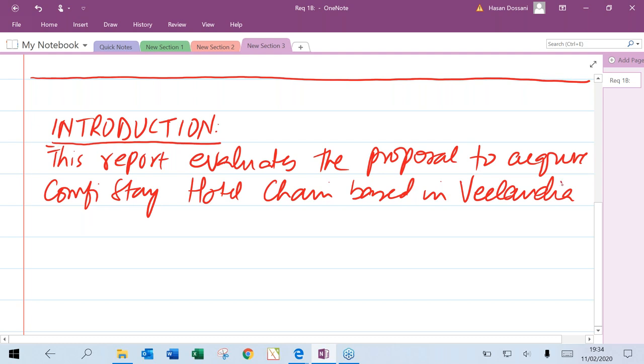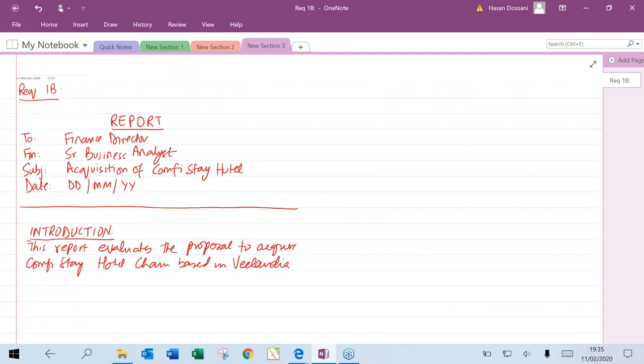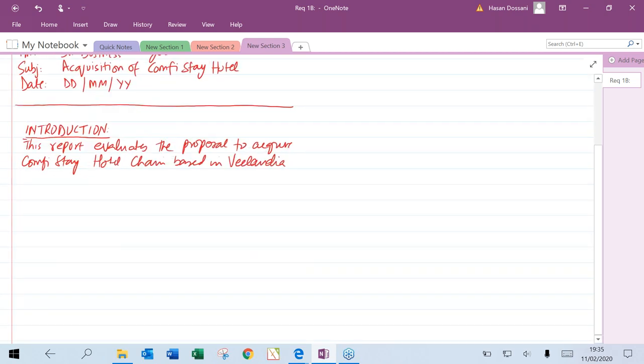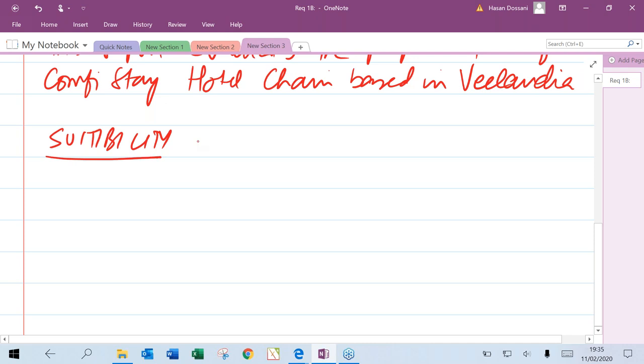Okay, so we are done with the opening sentence now. So we are now done with the format aspect. Look at the format. I have reduced the size. There will be a central heading, then To, From, Subject, Date, and then an introduction. So this is a proper report format. Now the next heading would be, now we will directly hit our answer. We will say suitability. Now, how many paragraphs should I give under suitability?